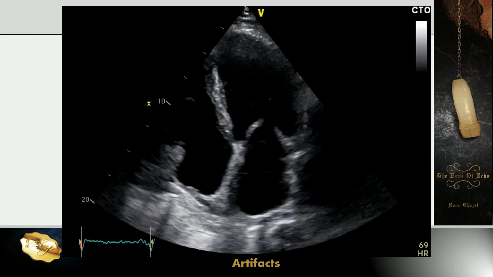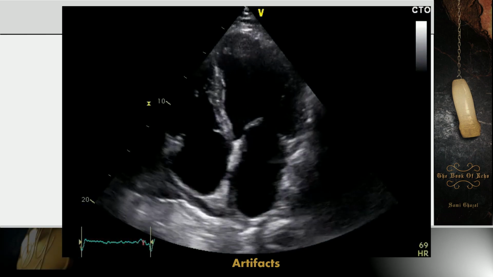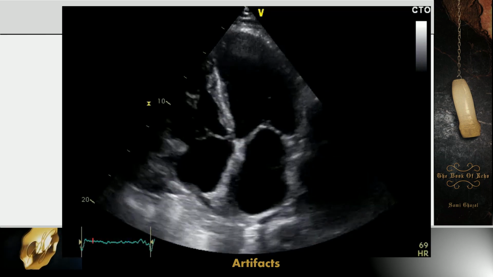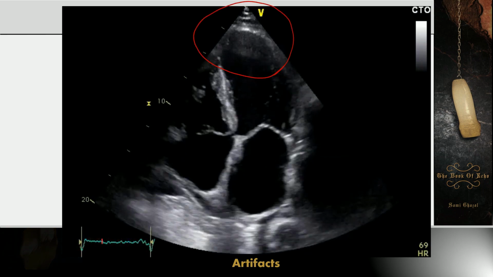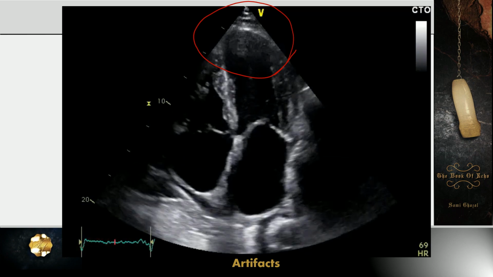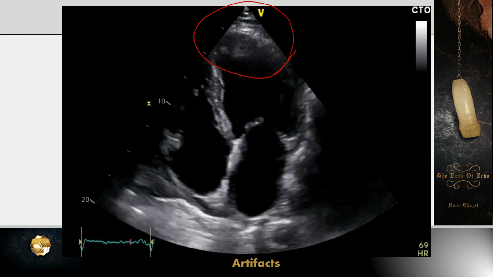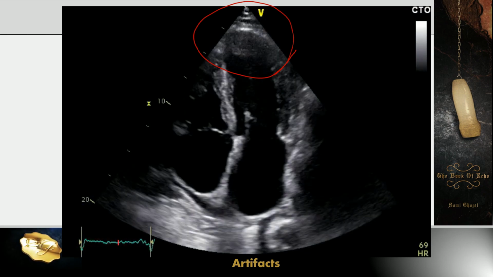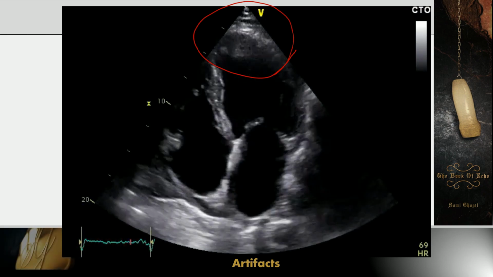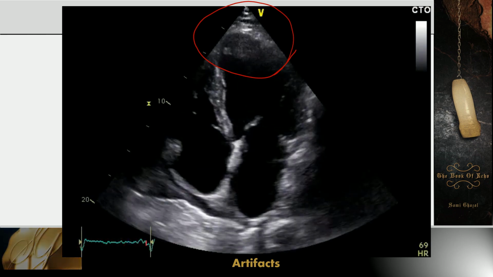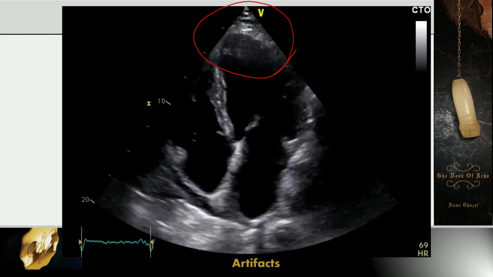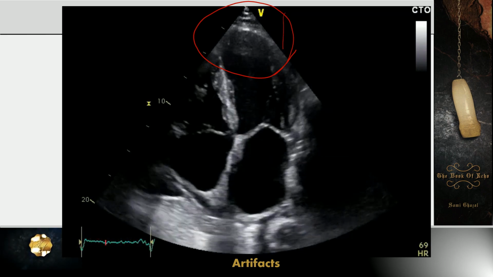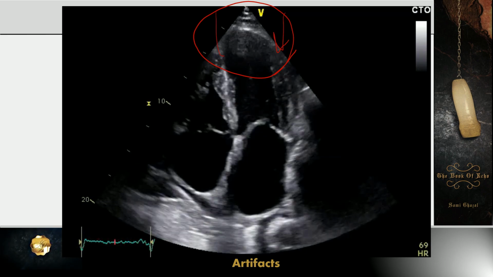Here we have another type of artifact. If you look at the LV apex here, you will see that there is a hazy structure within the LV apex. We call it near field clutter. Near field clutter is an artifact caused by the high amplitude of oscillation of the piezoelectric elements in the transducer. It will appear as a hazy structure in the near field.